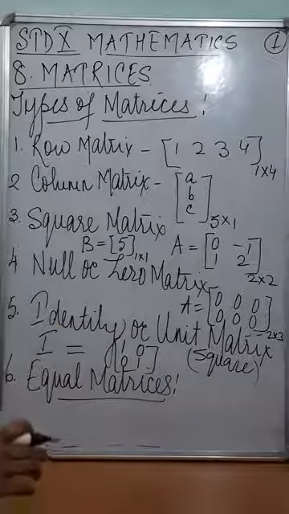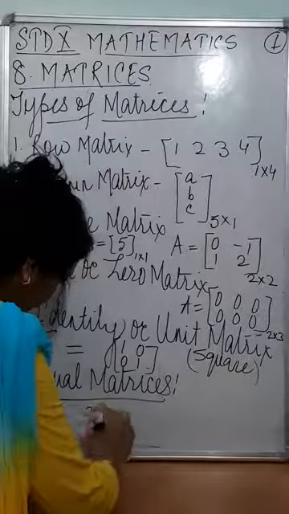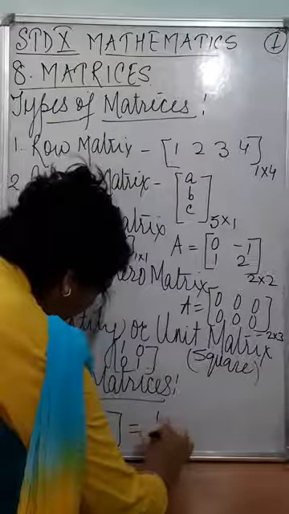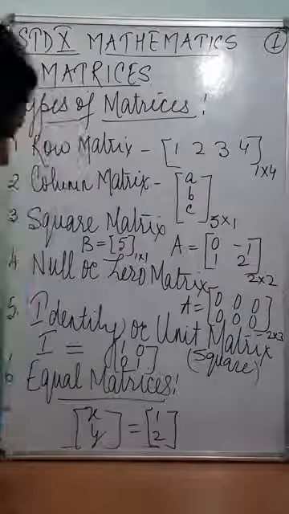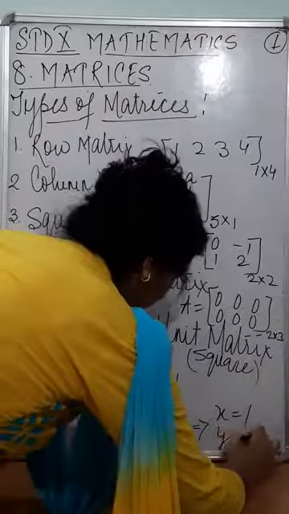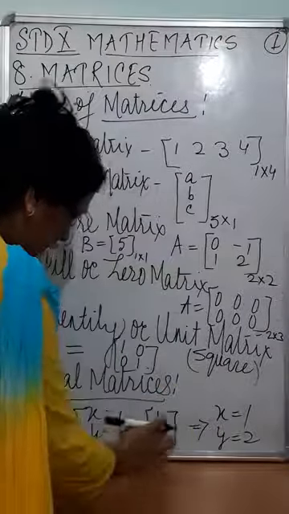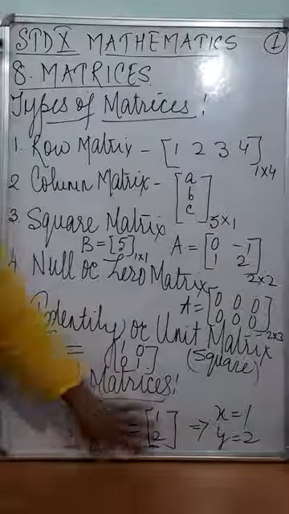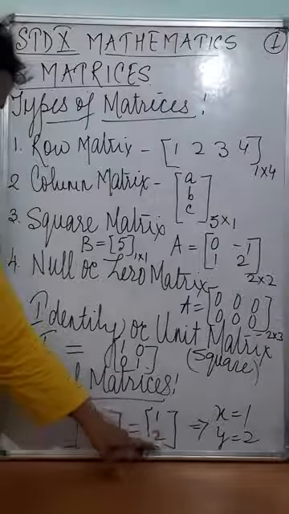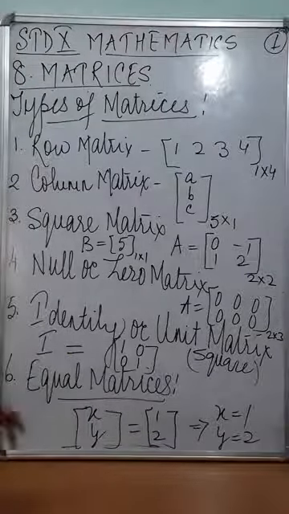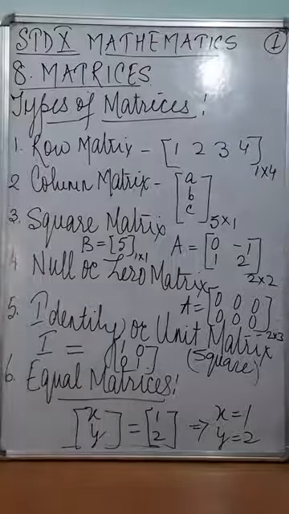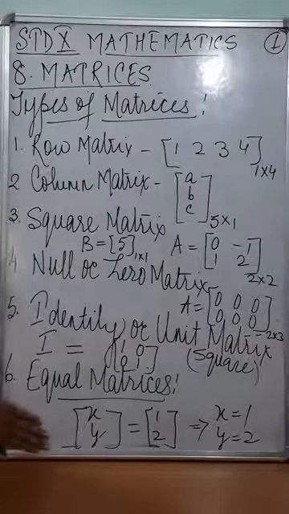Now equal matrices. Two matrices are said to be equal. For example, this one equals say 1 and 2. These matrices are equal if and only if x is equal to 1 and y is equal to 2. Two matrices are equal if they have the same order. This is 2 by 1, this is also 2 by 1. So they have the same order. And the elements also must be the same. Only if x is equal to 1 and y is equal to 2, then the matrices are said to be equal.